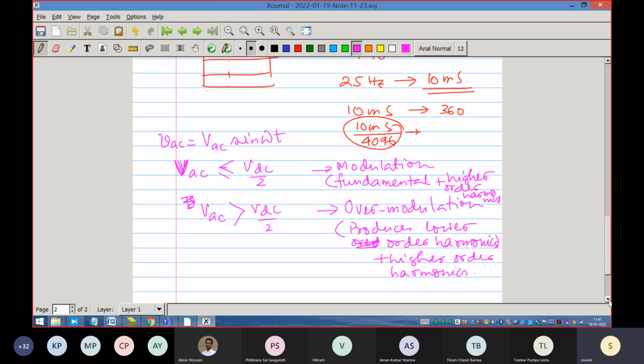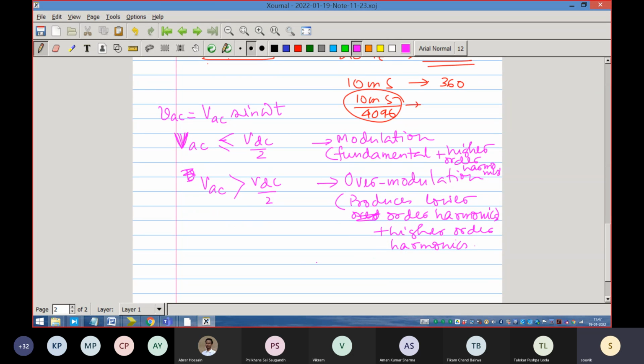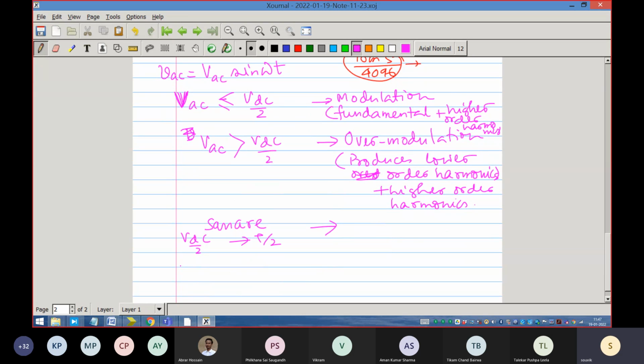But the extreme case of over modulation is that you will be producing a square waveform. That means you are producing VDC by 2 for a period of T by 2, and minus VDC by 2 for a period of T by 2. That is the cycle, the total period T. So this is the square wave mode of operation.